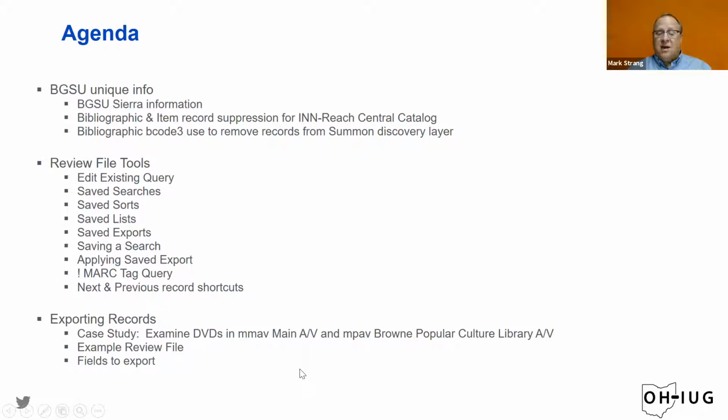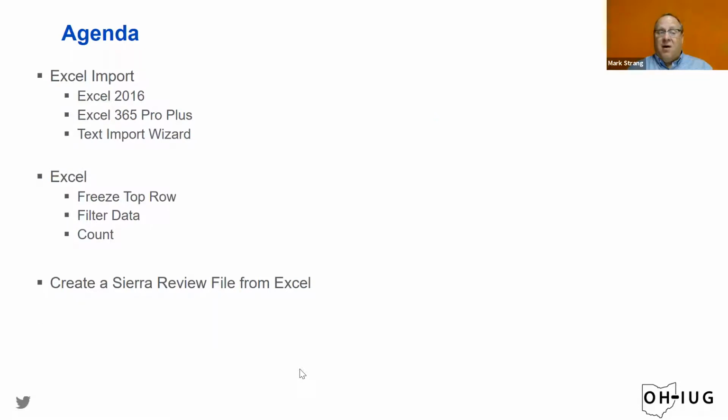We'll also be discussing how you export records, in a case study of examining DVDs in our MMAV, main AV, and MPAV, Browne Popular Culture Library AV collections. An example of a review file, the fields I like to use to export, and then we'll have an Excel import, how to use Excel 2016 and Excel 365 ProPlus to pull your data into it, and then the text import wizard and how those work.